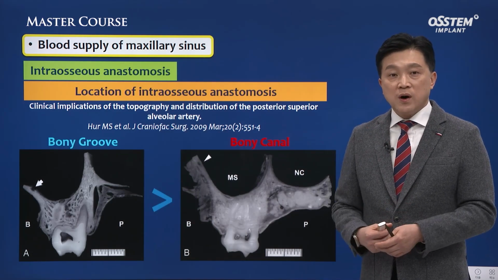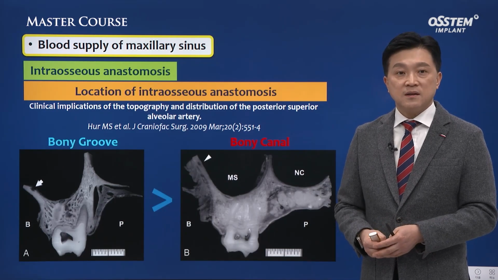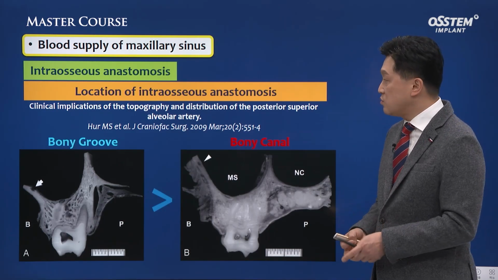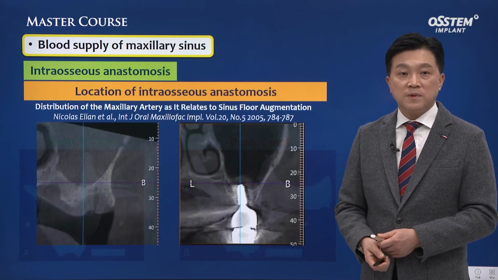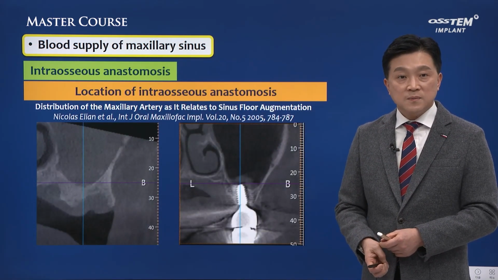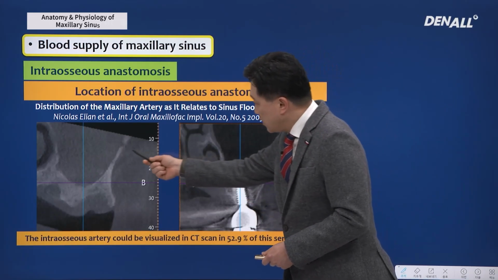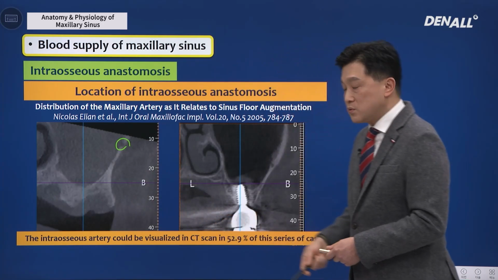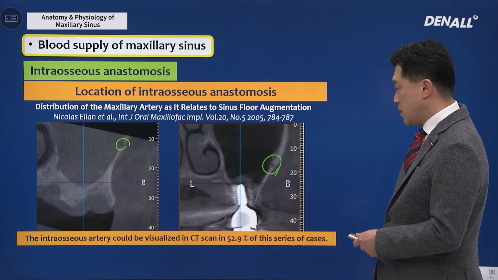As shown, there's a bony groove and a bony canal. The intraosseous anastomosis arteries are as shown. As mentioned, there's a higher possibility of us coming across the bony groove type rather than the bony canal type. There's a bony groove here, and it can be in the form of a canal like here.